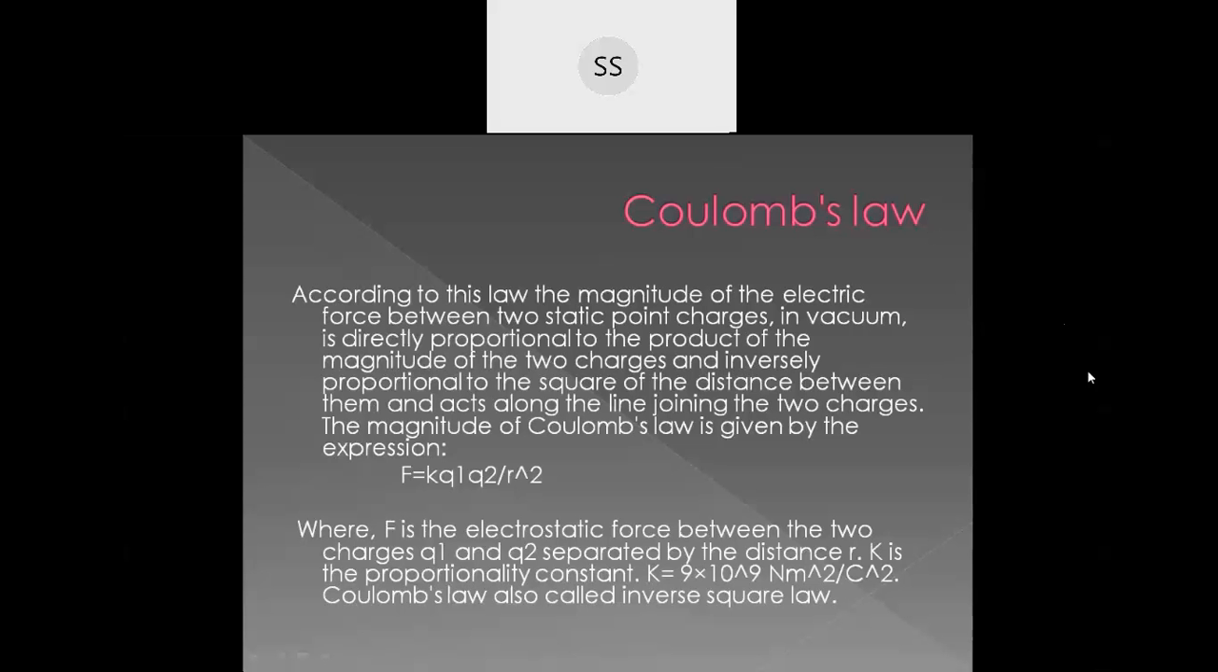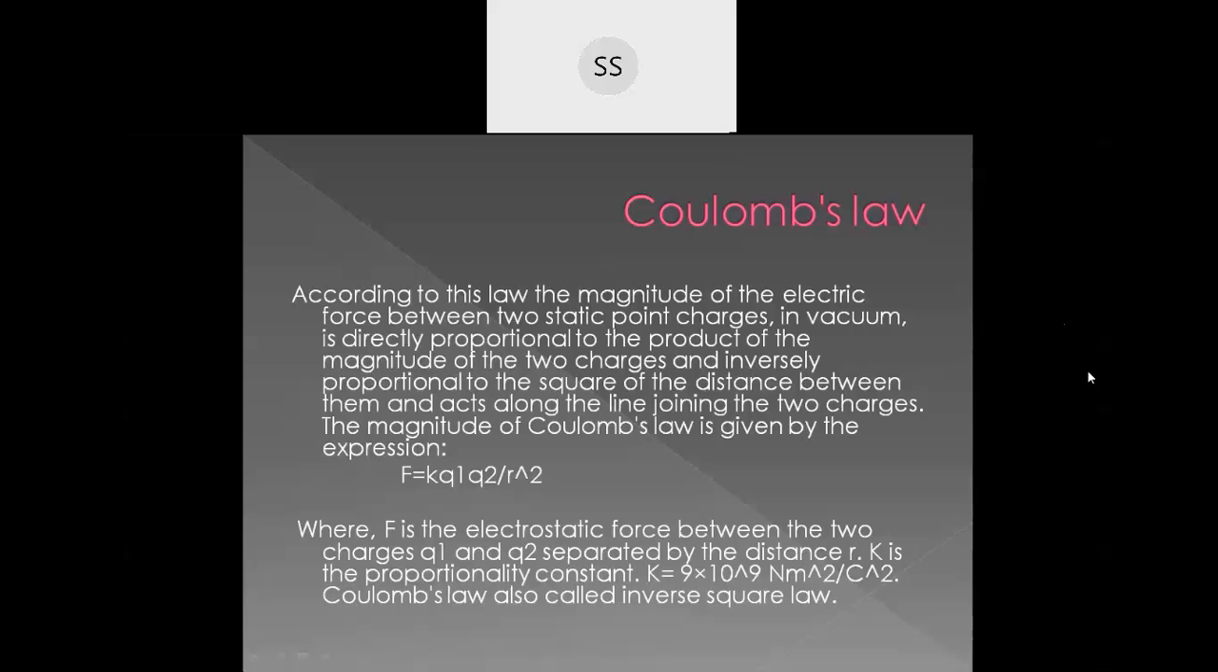Coulomb's law explains the electrostatic force between the charges. Here F is the electrostatic force between two charges Q1 and Q2 separated by the distance R. The distance between the two charges is R. That's why F is proportional to 1 by R square. K is the proportionality constant and the value for K is 9 into 10 to the power 9 Newton meter square divided by Coulomb square. So this is the value for K.